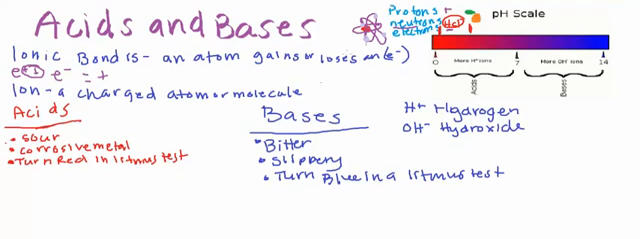Some examples of these bases, a really, really strong base would be ammonia, or bathtub cleaners, sink cleaners, any kind of cleaner like that. And some weaker bases would be like milk.